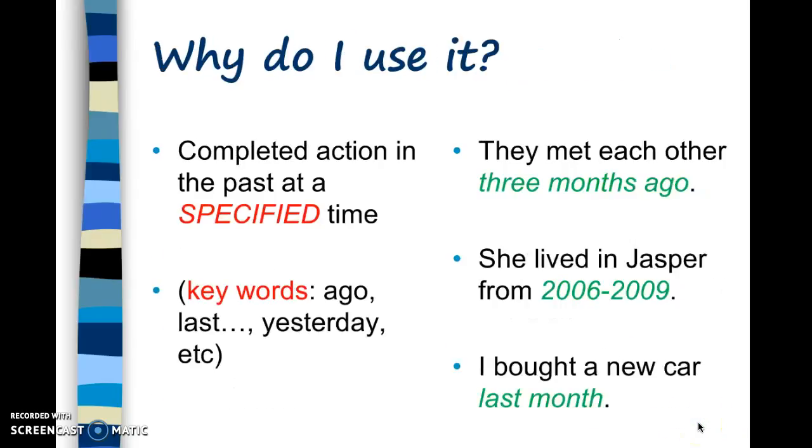We use the simple past to talk about a completed action, so that's one thing, it has to be completed in the past at a specified time, and there are key words that you can consider to guide you to using the simple past. So things like ago, last, like last week, last month, yesterday, or for example, here I have a specified time in the past. So they met each other 3 months ago. I could ask, when did they meet? They met 3 months ago. She lived in Jasper from 2006 to 2009.